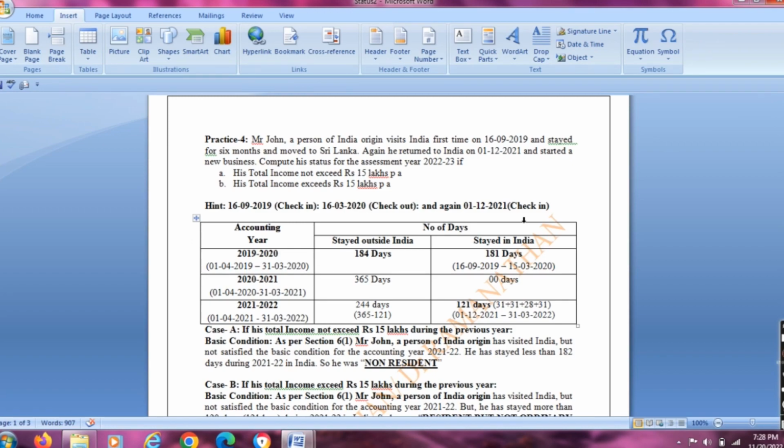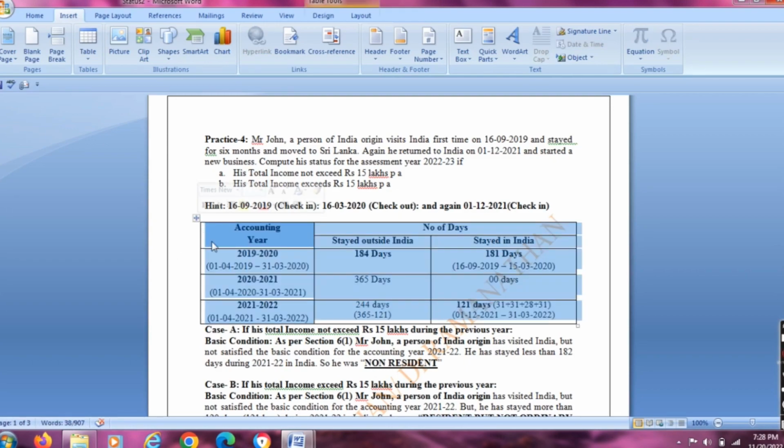So, during 2021-22, he stayed 121 days. During 2020-21, he stayed 0 days. During 2019-20, he stayed 181 days. Now we have to apply the provisions of the IT Act.